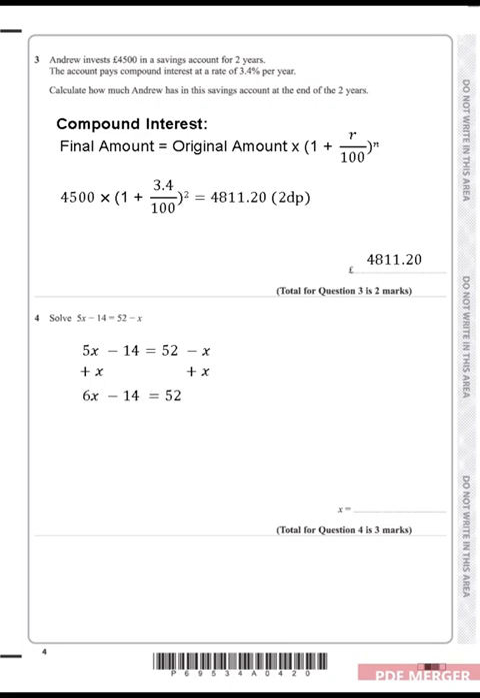So add x on both sides, so 6x minus 14 is equal to 52. Then plus 14 on both sides. So 6x is equal to 66. So we make x the subject, x is equal to 66 divided by 6. X is equal to 11.